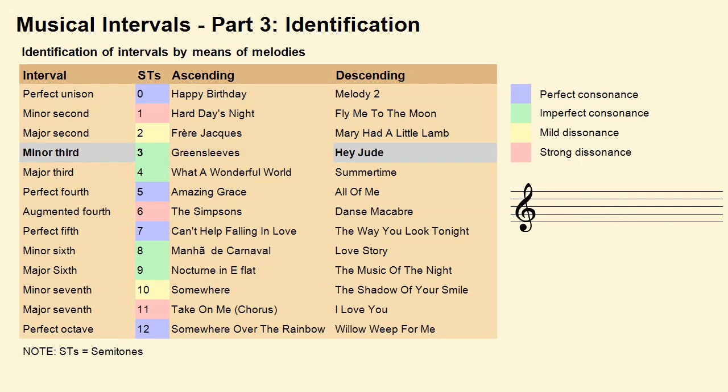Descending minor third interval. Three semitones. Hey Jude. Ascending major third interval. Four semitones. What a wonderful world. Descending major third interval. Four semitones. Summertime.